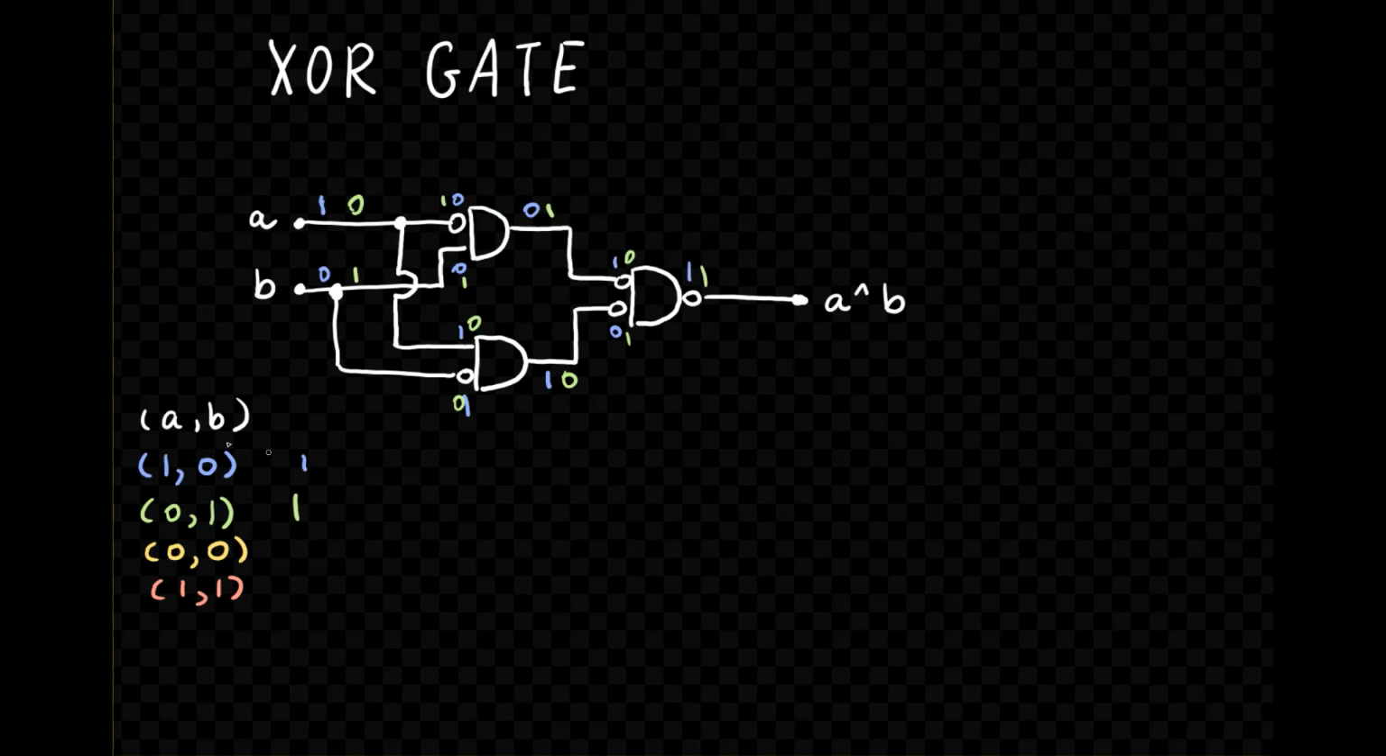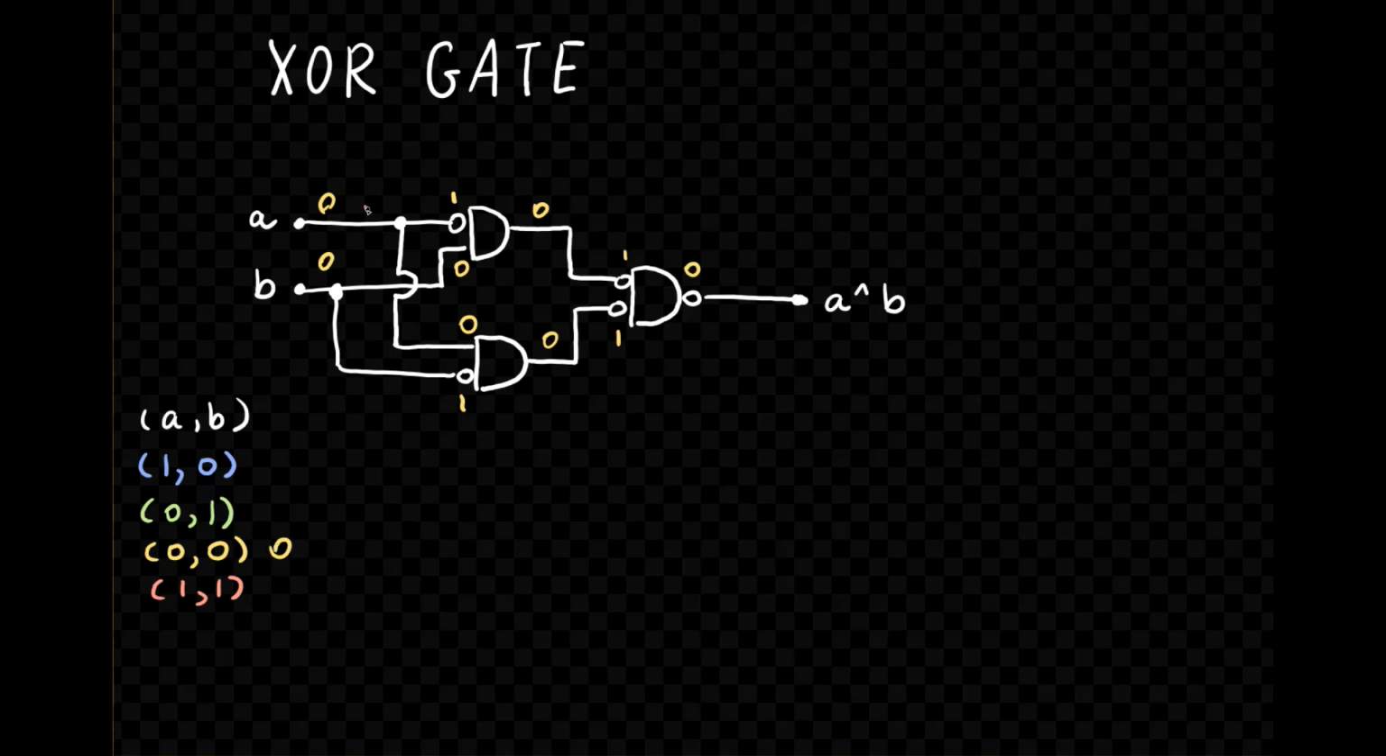Now the case where A and B are both 0. A is 0, B is 0, invert A, get 1, this is 0, so 1 and 0 is 0. Same thing here, we get 0, invert them both, get 1 and 1, 1 and 1 is 1, but invert it, so we get 0. So A XOR B is 0 for 0, 0.